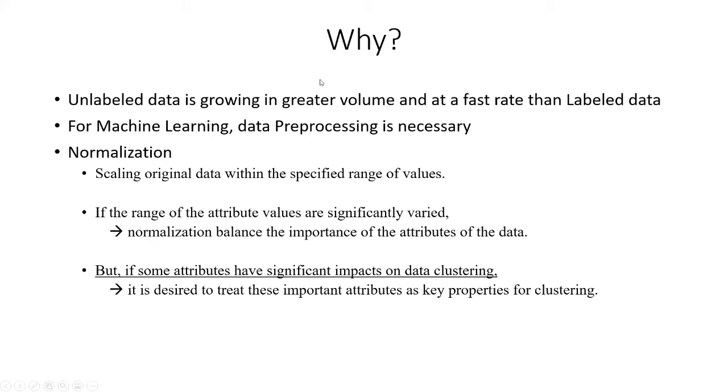First of all, why are we interested in this research? These days unlabeled data is growing in greater volume and at a much faster rate than labeled data. To use unlabeled data for machine learning, we need steps of appropriate data preprocessing. Normalization is one of the most popular methods to scale original data within a specified range of values. If the range of the attribute values varies significantly, then normalization is really wonderful, because it balances the importance of attributes over the data.